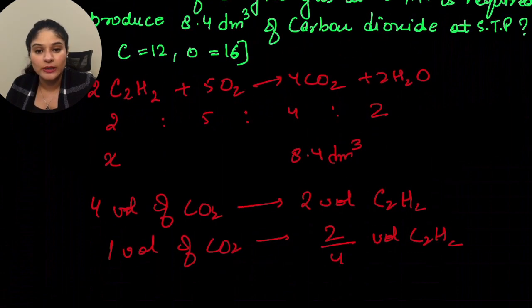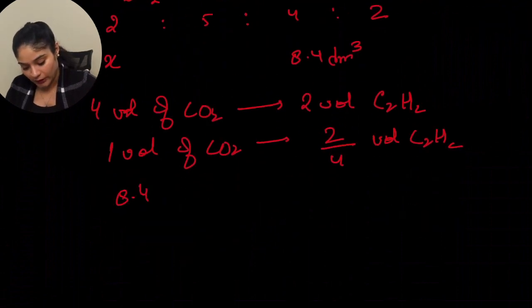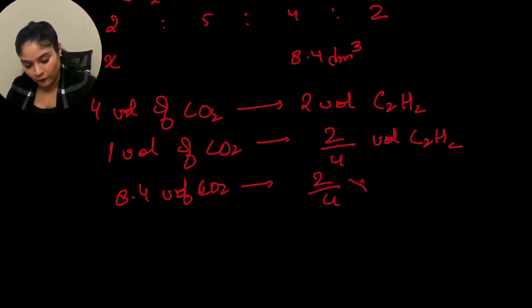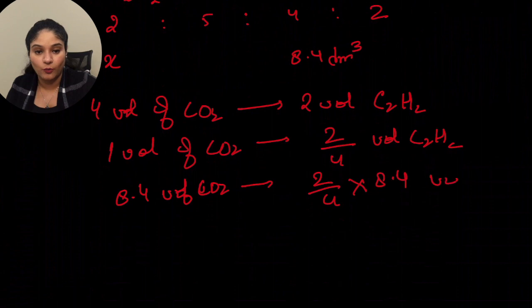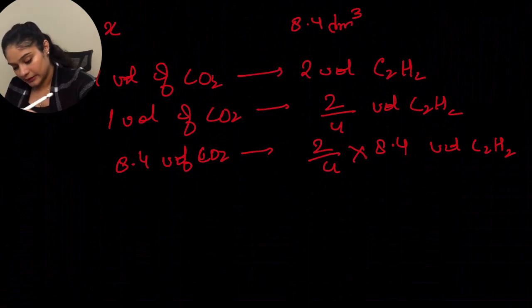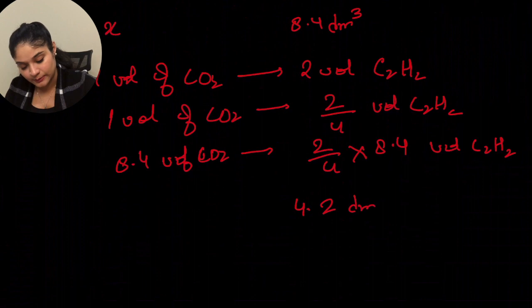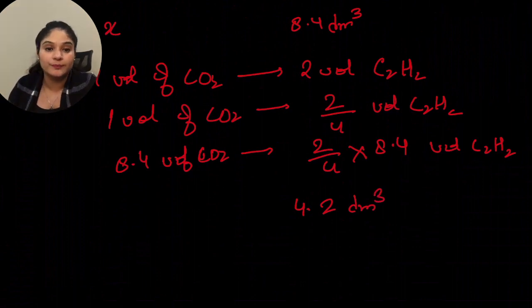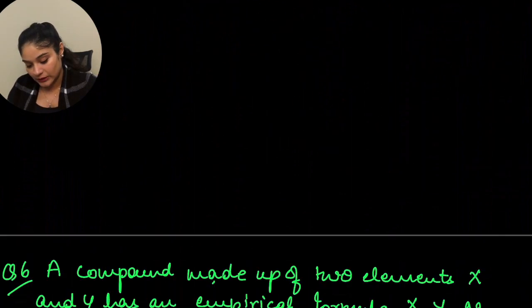And how much do we have? We have 8.4. So 8.4 volume of carbon dioxide was produced by 2 by 4 times 8.4 volumes of C2H2. And that's it. Let's solve it quickly. So I am getting 4.2 decimeter cubes of ethane gas that is utilized to produce carbon dioxide of 8.4 volumes. Let's move to the next question.